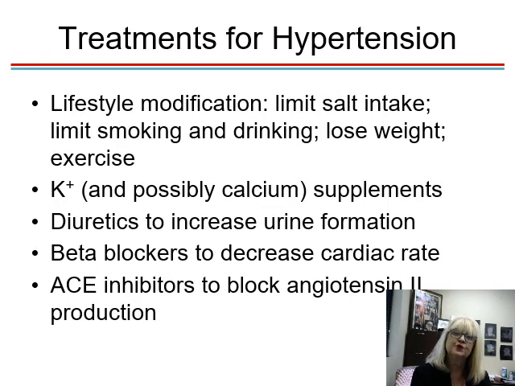So the treatments for hypertension: lifestyle modification. First of all, you limit your salt intake, you limit smoking and drinking, you lose weight, and you exercise. Potassium and possibly calcium supplements, diuretics to increase urine formation, beta blockers to decrease cardiac rate, and ACE inhibitors to block angiotensin II production.